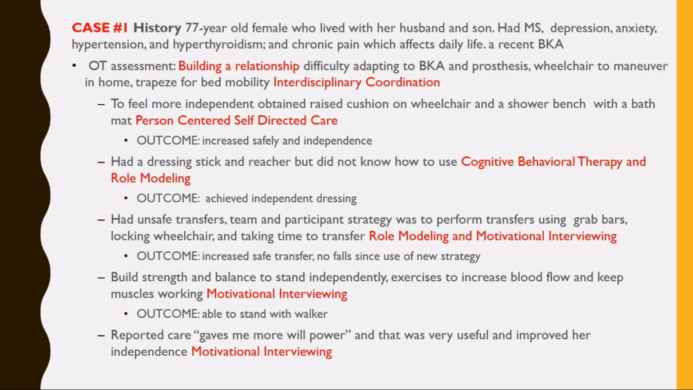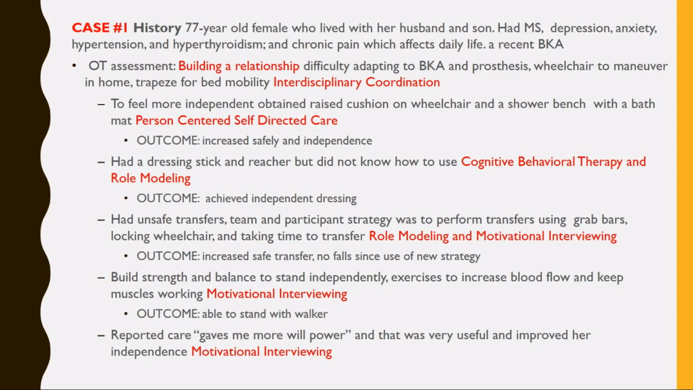Case 1 is a 57-year-old female who lived with her husband and son. She had MS, depression, anxiety, hypertension, hyperthyroidism, and chronic pain, which affected her daily life. And she had a recent below-knee amputation. Upon OT assessment, building a relationship was difficult because she was having difficulty adapting to her amputation and prosthesis.